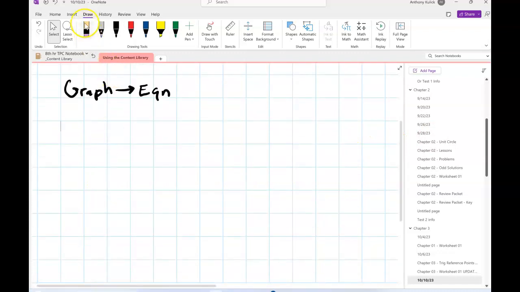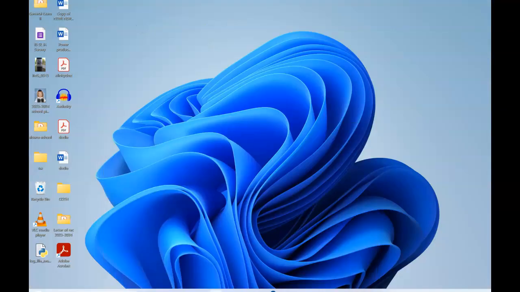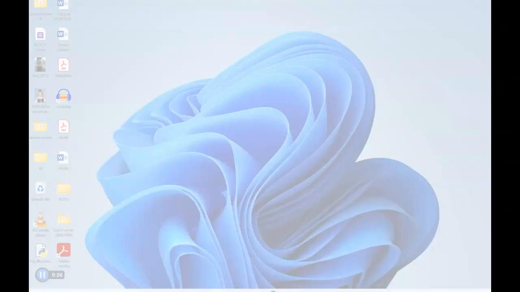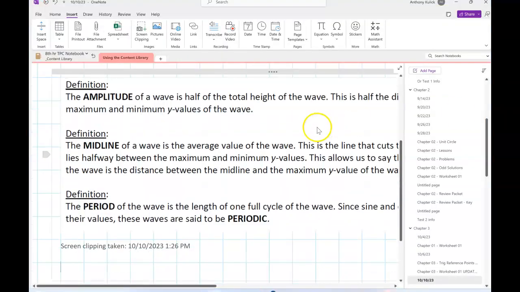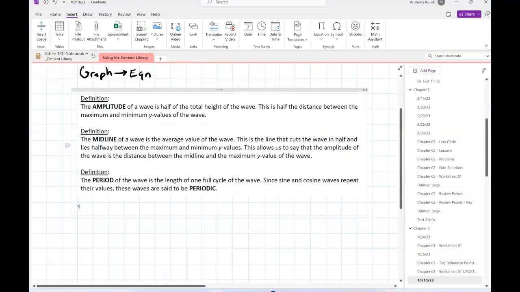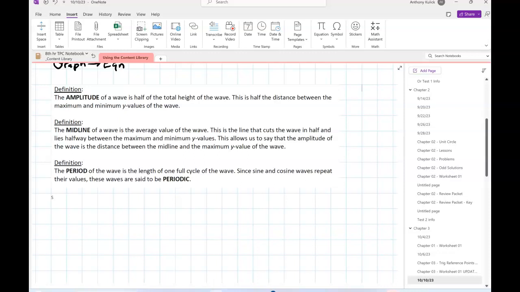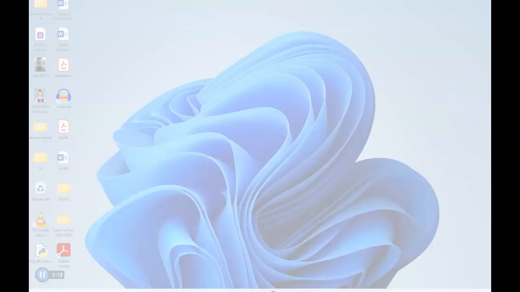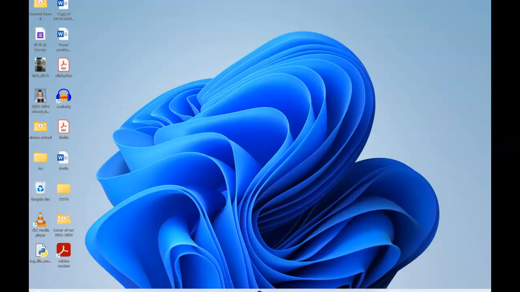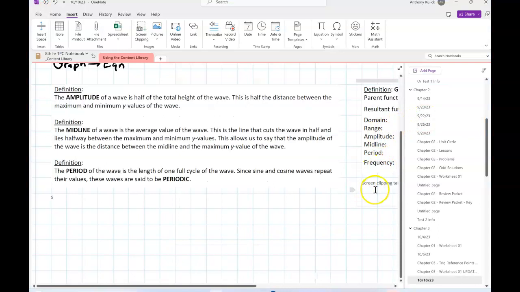The tools that we're going to use to do that are going to be our definitions for amplitude, midline, and period, as well as our formulas on how to get those from the A, C, H, and K's.